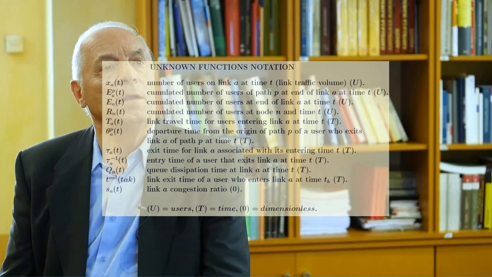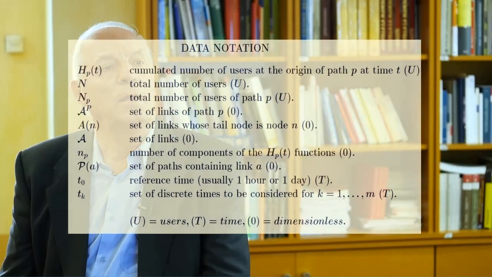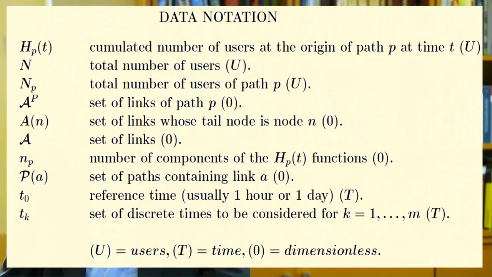In this slide, we have the notation used for the data of the problem. They include the function HP of t, or better, the normal cumulative distribution functions F, n of mu and sigma. The total number of users n. The number of users np of path p. The set of links ap of path p. The set of links whose tail node is node n. The set of all links.